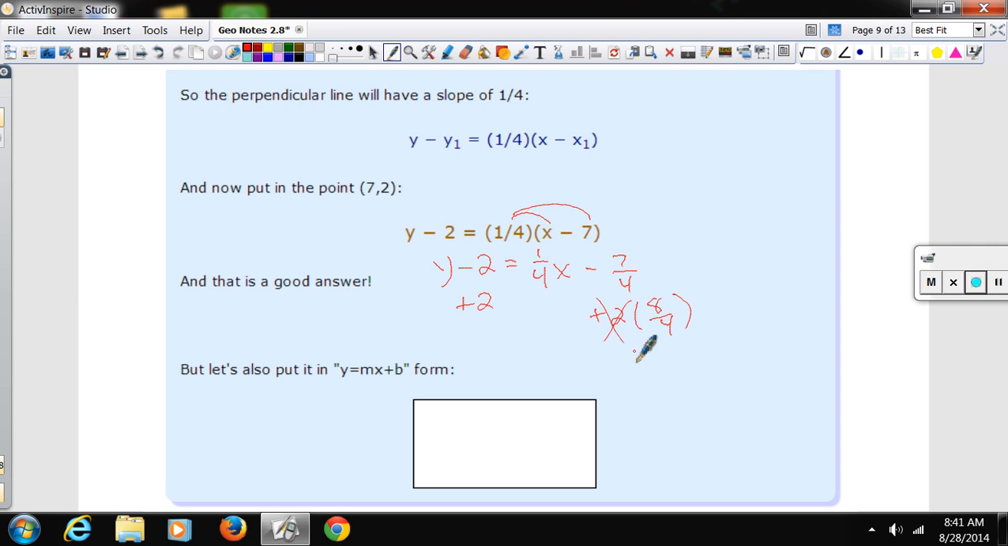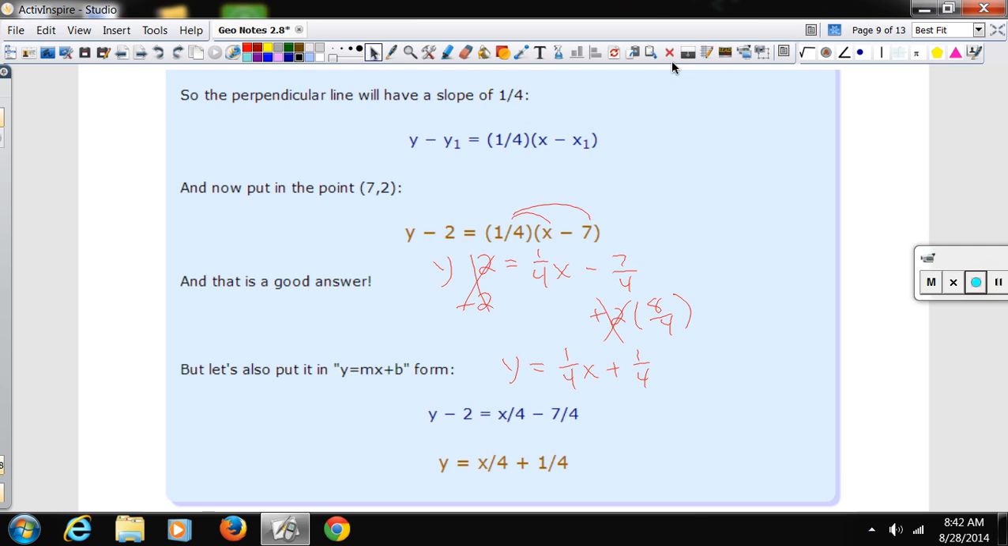So I'm going to combine. These cancel out. I'm going to get 1/4 x. And then what's negative 7/4 plus positive 8/4? Positive 1/4. So positive 1/4 there. So if you look at our little box, that's what we should have. They put x over 4. I would put 1/4 just so I can see my slope. So x over 4 plus 1/4, we got the right y-intercept.